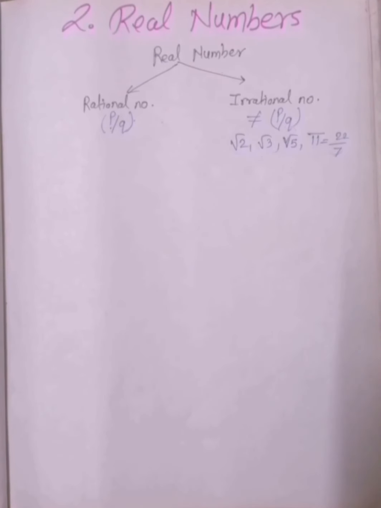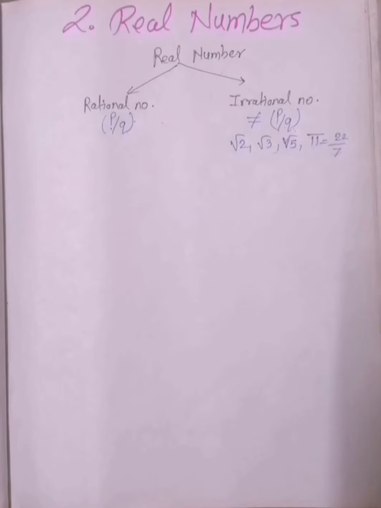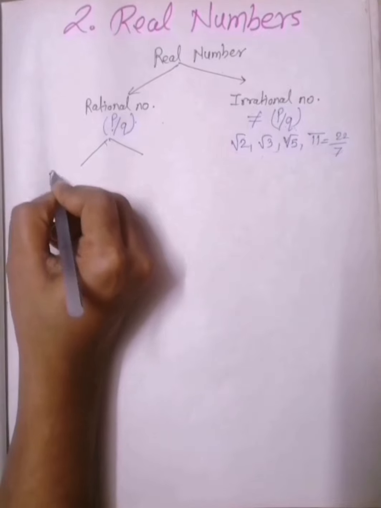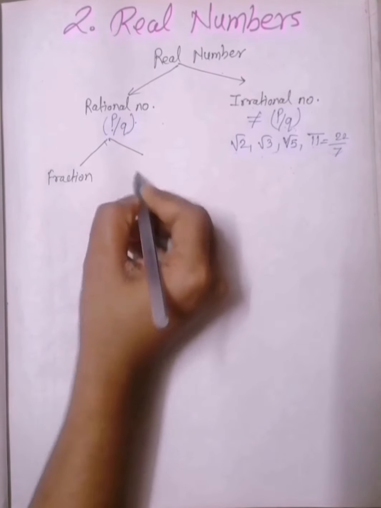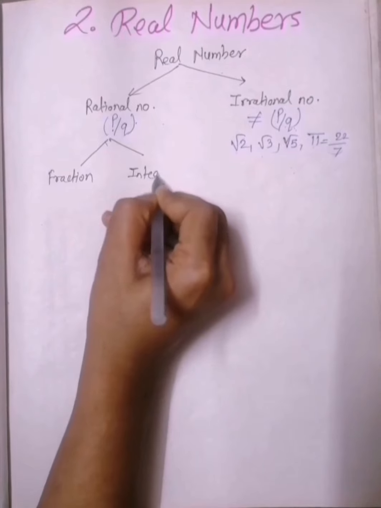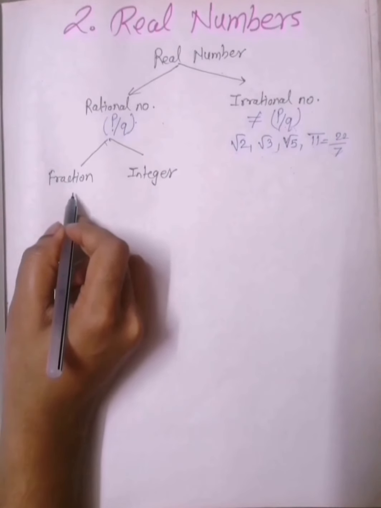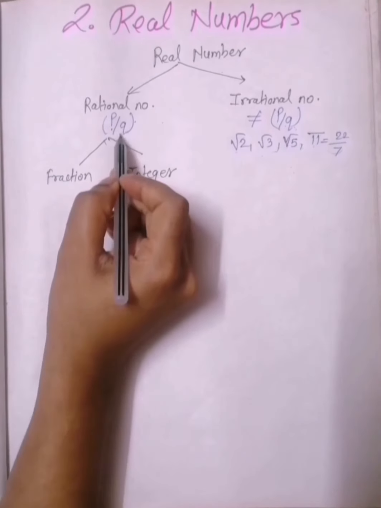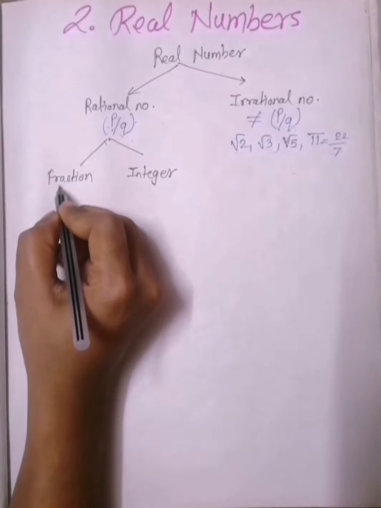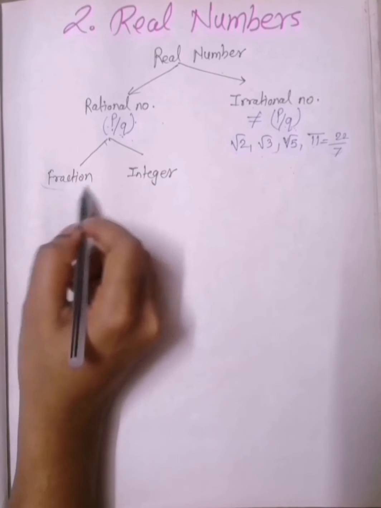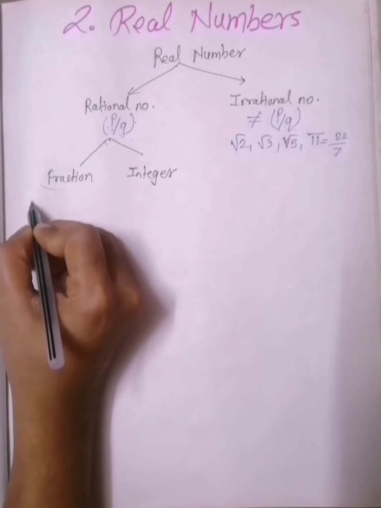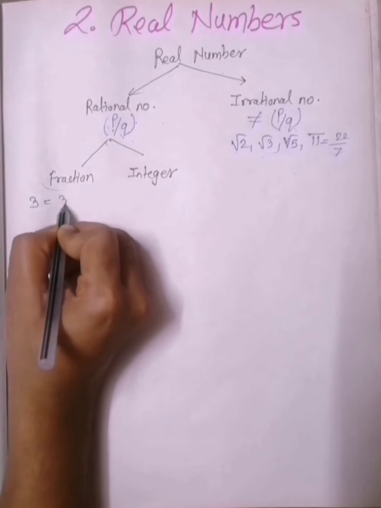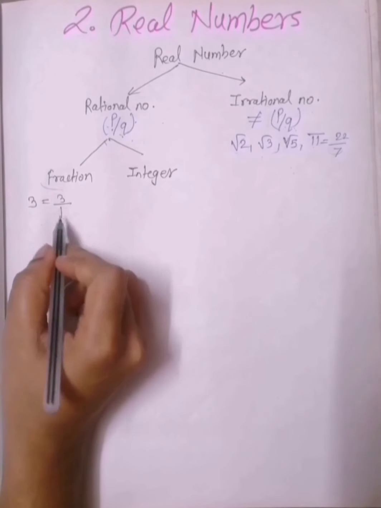Now, a rational number can also be classified into two types. The first one is fraction form, and another one is integer. So, what is a fraction? A fraction means a number which has a numerator and a denominator, like this P by Q, right? We have so many examples of fraction form. Here, 3 is also a fraction number because 3 can be written as 3 upon 1. Okay, students, so this is a fraction number.